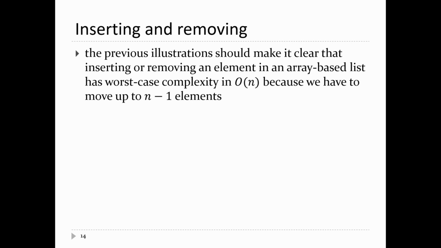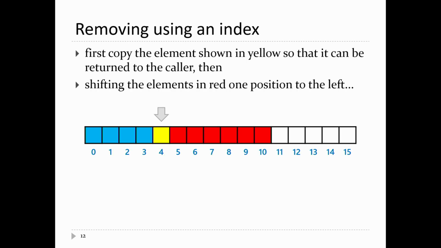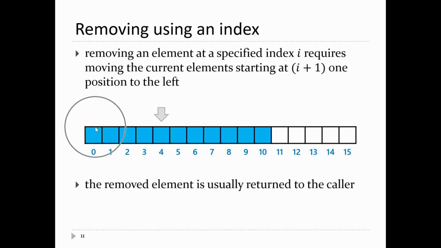Okay, so those two pictures, adding into the middle and removing from the middle, hopefully make it clear that inserting or removing an element from the middle of a list has worst case complexity of big O(n). Why? Because you have to move up to n minus 1 elements every time you do this operation. For example, if you want to remove the first element of the list, you're moving the n minus 1 elements one position to the left. And so the worst case complexity is going to be O(n).